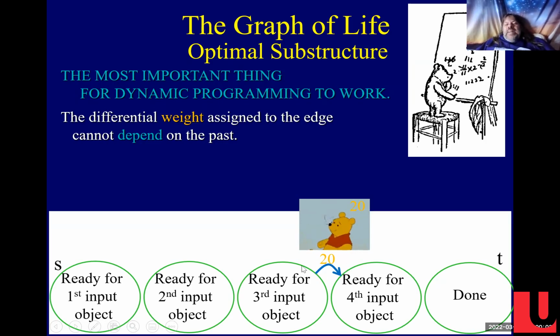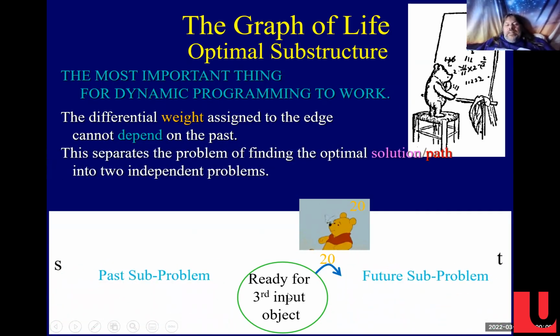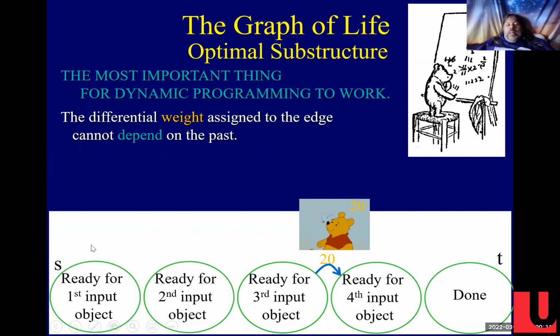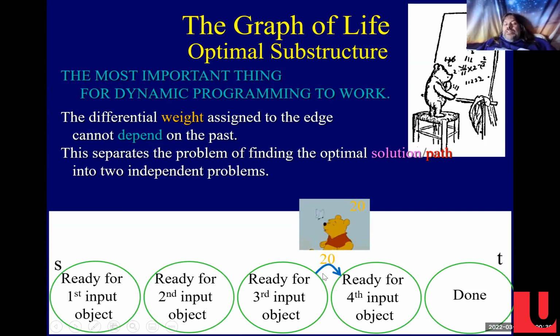And the weight of this action cannot depend on how I got to this state, right? Remember, somehow I got to the state, but I don't remember how I got to the state. All I know is I'm in the state. And the action I take, the options I have from the state and what those actions will cost me can't depend on the past, can't depend on the future.